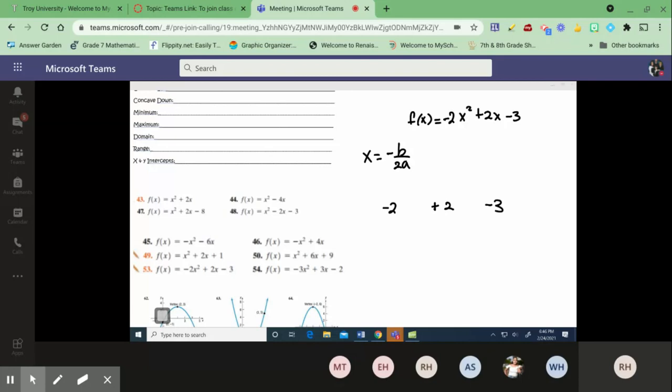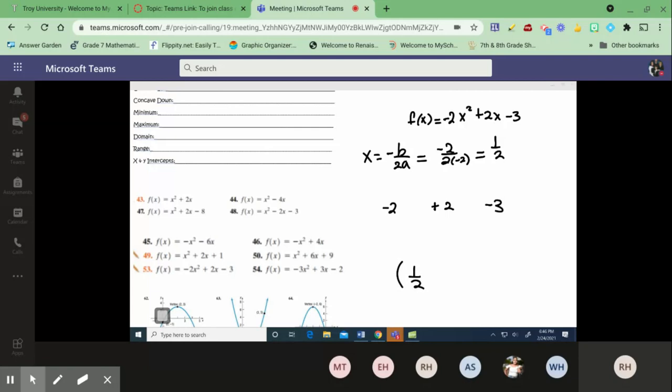So negative 2 over 2 times negative 2. What's that going to reduce down to? Perfect. Okay, so that's my x. My x for my vertex is going to be 1/2.